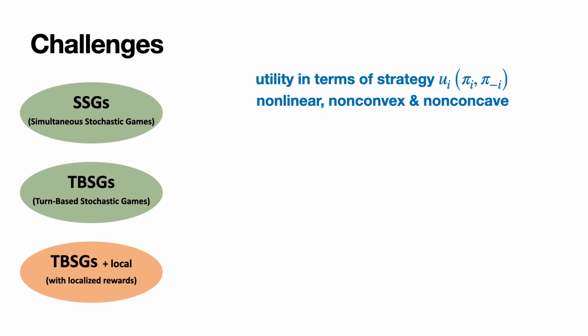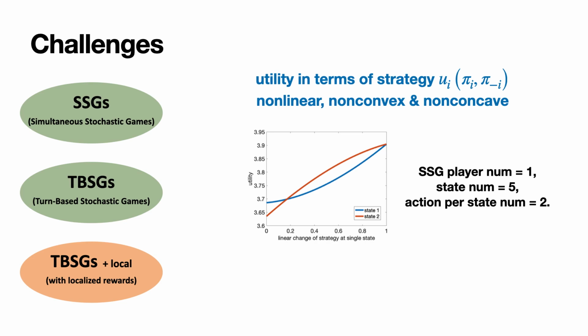To illustrate this point, here is a visualization of the utility function for some fixed single-player MDP with 5 states. When fixing actions on all the other states and only changing strategy on state 1 linearly, the blue figure shows how the utility will change, and it turns out to be a nonlinear and non-concave function. When fixing actions on other states and changing strategy on state 2 linearly, the red figure is nonlinear and non-convex. This suggests that applying the classical optimization toolkit to these problems might be tricky, and trying to construct hard instances by playing with the utility function also seems to be tricky.